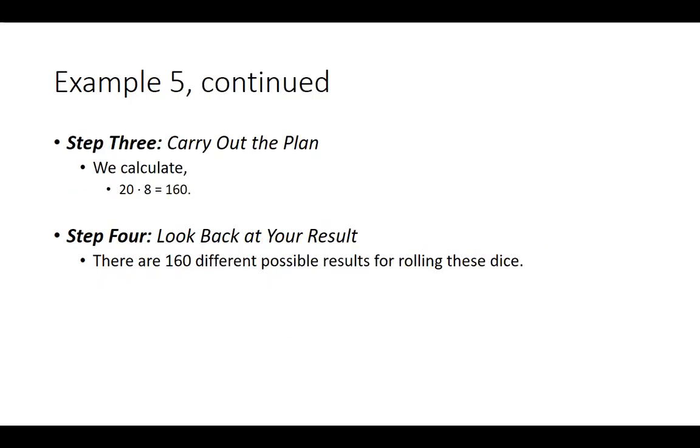There's 20 possible ways to roll the 20-sided die. There's 8 possible ways to roll the 8-sided die. So we multiply 20 times 8, and we get 160. So there are 160 different possible results for rolling these dice. So this one wasn't a permutation. It wasn't a combination. It was a situation where we use our methods from last time, namely the counting principle.